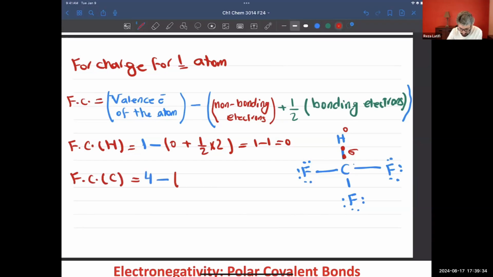Do I see any lone pair around carbon? No. How many sigma bonds did we make? We made 4. And per each sigma bond, we use 2 electrons. So technically, I have 8 bonding electrons. Half of the 8 belong to carbon. So it will be 4 minus 4, 0.